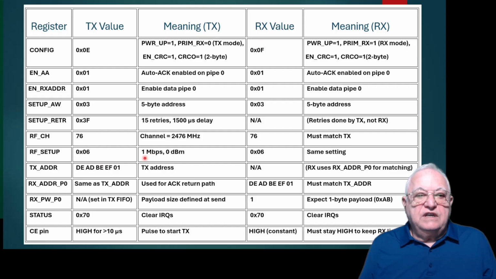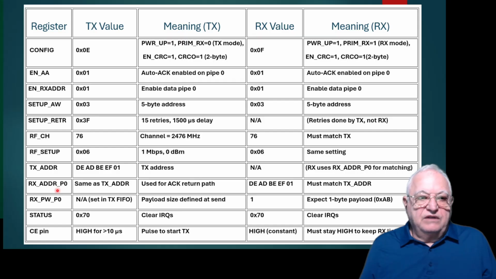Then we have the RF setup. We can communicate at 1 megabit or 2 megabits. The slower we go, the better our chances of being successful. So we're going to use 1 megabit per second, and that means that we have to use an RF setup of 0x06 on both. Next, we have the transmit address. We define that it's going to be the 5-byte address 1, 2, 3, 4, 5. That's the transmit, and of course, nothing on the receive.